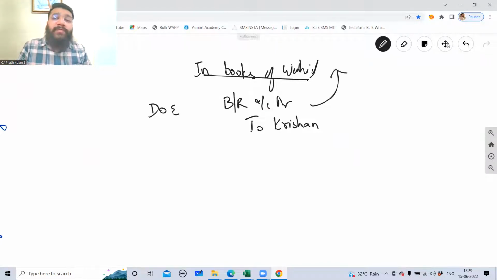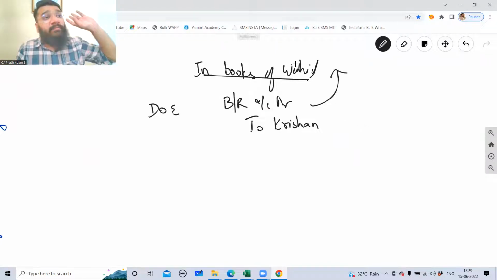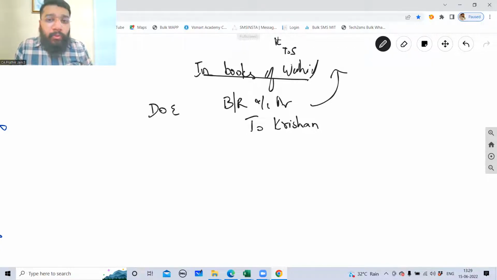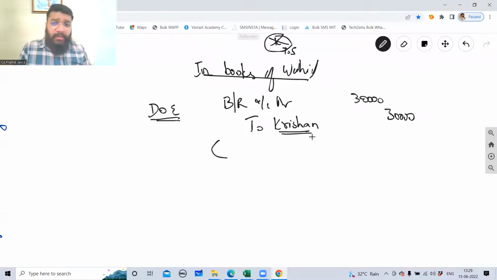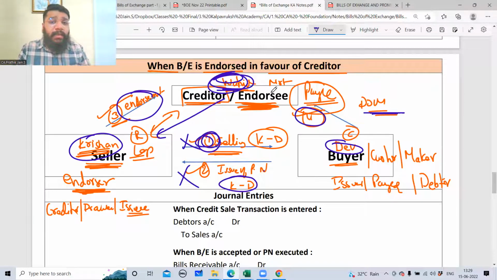Before this, the entry of sale Wahid would have recorded. When Wahid sold goods to Krishan, the entry would have been Krishan to sales. To cancel this debit, we gave a credit. Please understand. Before this journal entry, there is a history. In history, we have debit of K. To cancel the debit, we gave a credit. Don't think that this credit is unnecessarily coming now. It is a result of the previous entry. So 30,000 and 30,000.